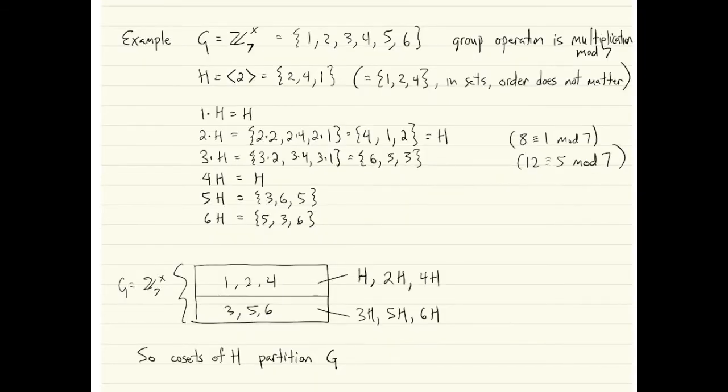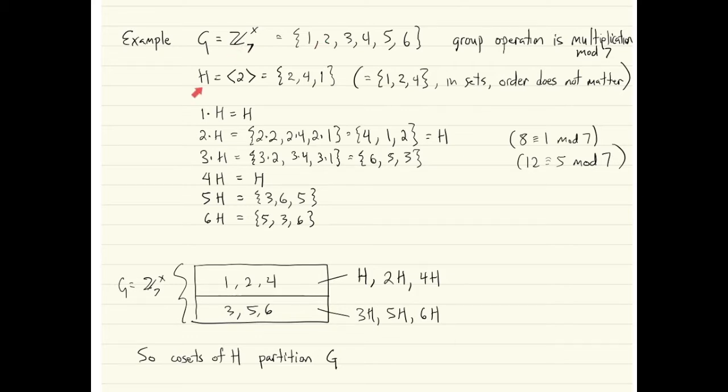Let's do a simple example. Let our group G be Z mod 7, the multiplicative group. In other words, its elements are the numbers 1, 2, 3, 4, up to 6, and the group operation is multiplication mod 7. So for example, 5 times 6 is 30, and then you take the remainder mod 7, and 30 is 2 more than 28, so 5 times 6 is 2 in this group.